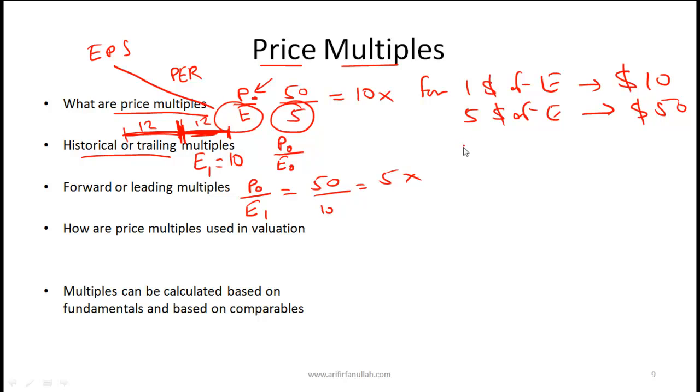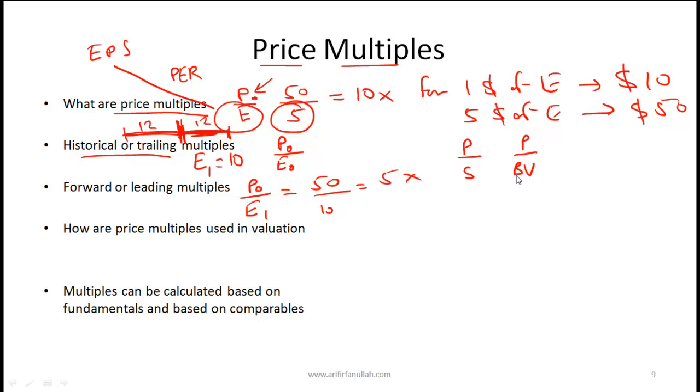And those are price per sales. So this would be price per share divided by revenue or sales per share. You might also see price over book value. This is price per share divided by the book value per share.